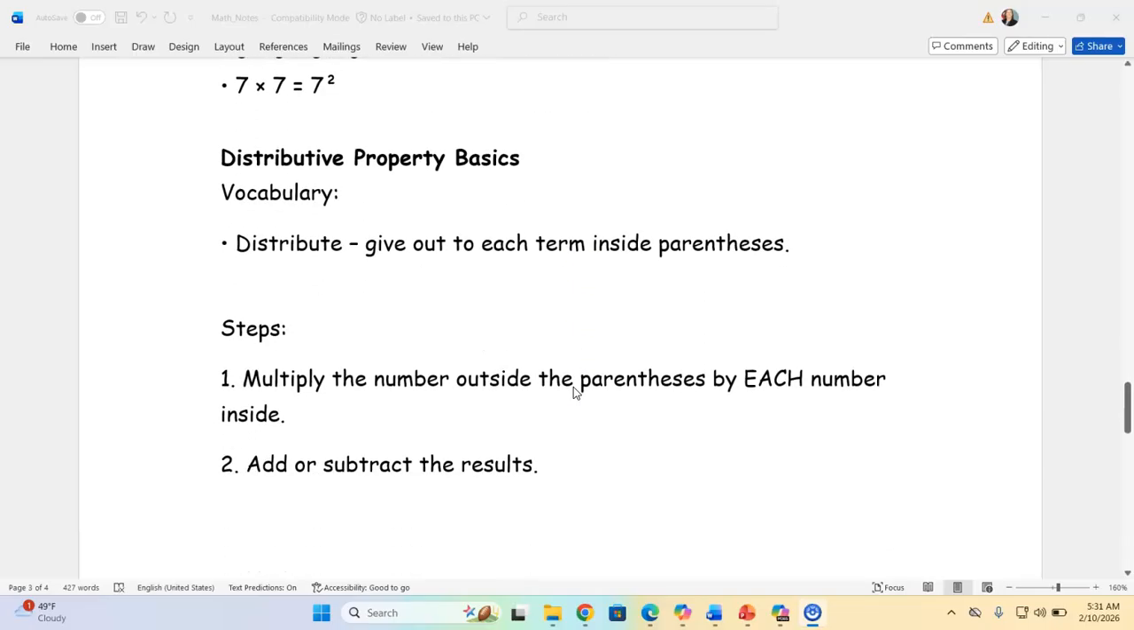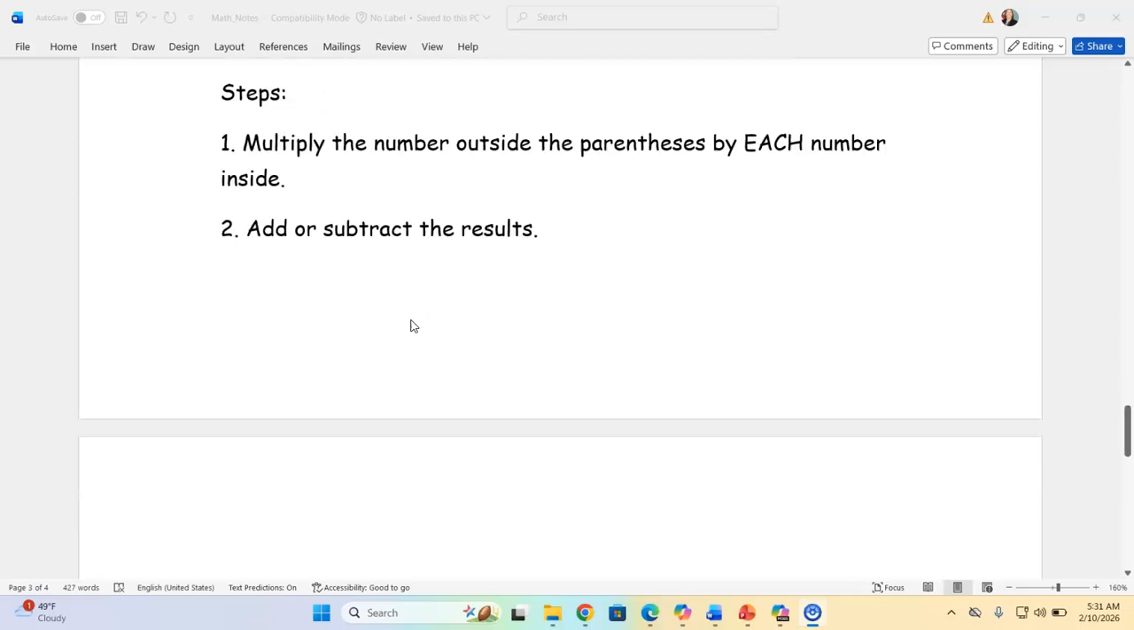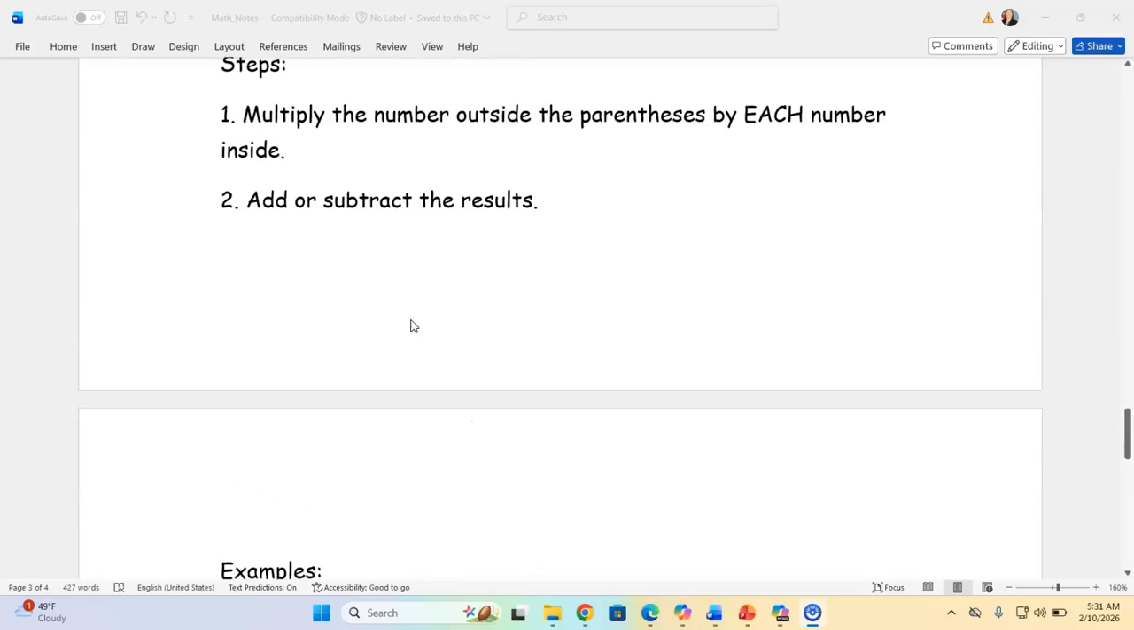All right, distributing these. So when you have the distributive property, this is the basics. This is something you'll practice in your assignments. You're basically giving out to each term what's inside the parentheses. So let's first look at the steps, and then we'll look at some examples you see here.